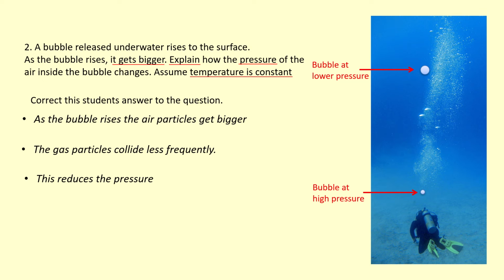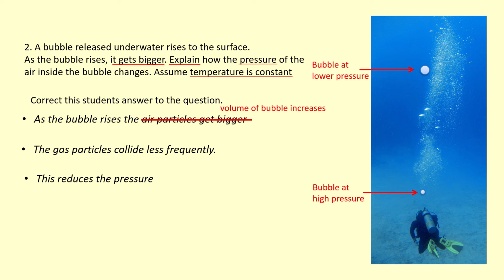Let's look at the student's first bullet point. As the bubble rises, the air particles get bigger. This suggests that they think the carbon dioxide or the oxygen molecules are actually getting bigger. That's not true. They're just taking up more space. The particles themselves don't change in size. The gas is taking up more space, or we can say the volume is increasing.